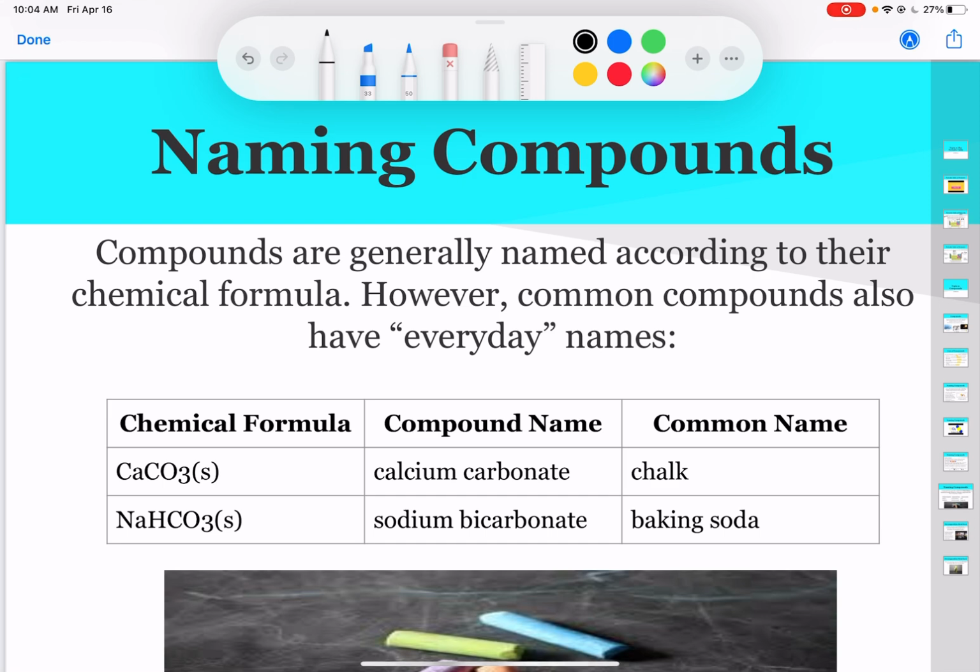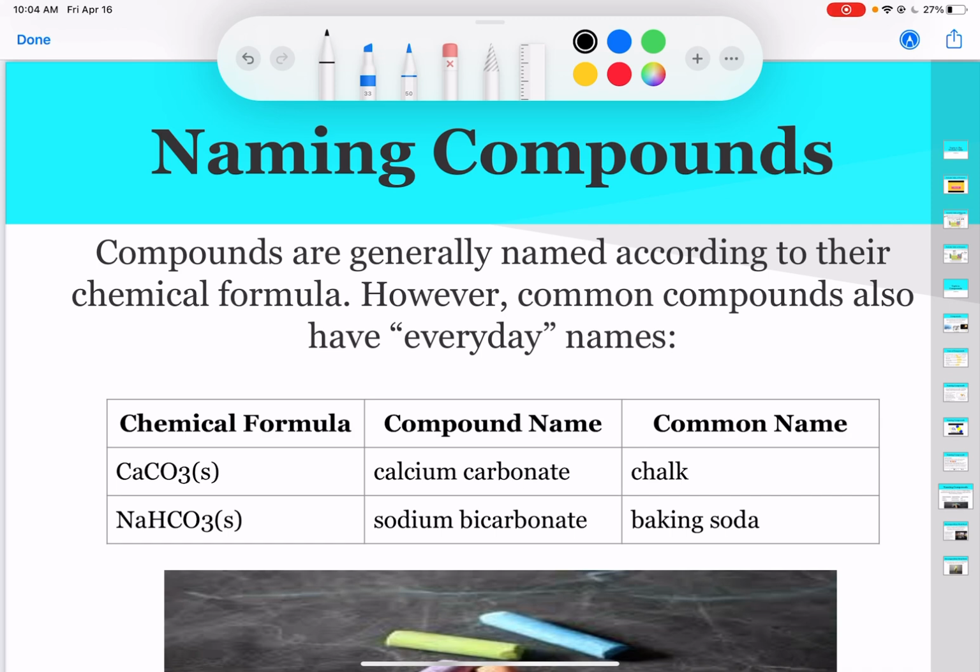It says compounds are generally named according to their chemical formula. However, common compounds also have everyday names. So when we're looking at compounds, they don't always have their scientific name, I guess you could say. So CaCO3, if we were going to name that scientifically, sort of how we do in chemistry, we would name that calcium carbonate. Ca is calcium, CO3 is carbonate.